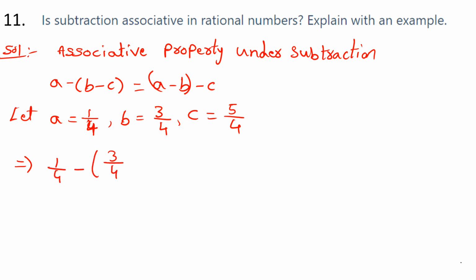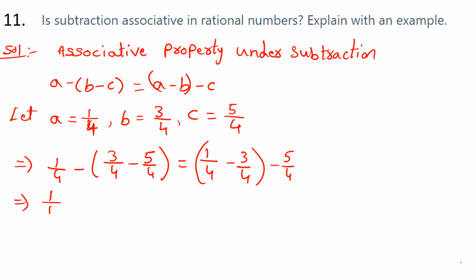Which implies 1 by 4 minus 3 by 4 minus 5 by 4 is equal to 1 by 4 minus 3 by 4 minus 5 by 4. So that is 1 by 4 minus of minus 2 by 4. This is because 3 minus 5 is minus 2, right? Minus 2 by 4. And this is my 1 by 4 minus 3 by 4, that is also minus 2 by 4, minus 5 by 4.